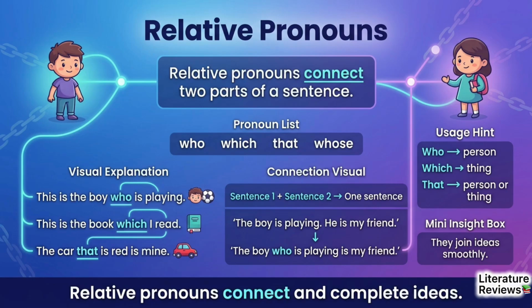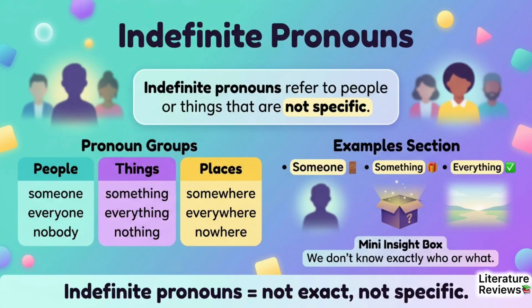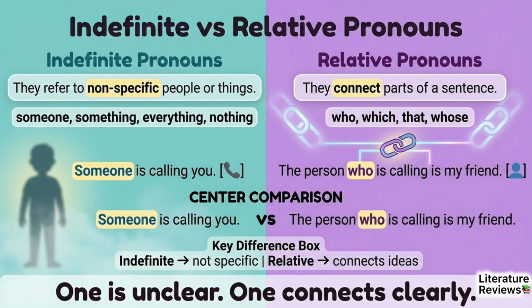Relative pronouns connect two parts of a sentence. They help us combine ideas into one smooth sentence. For example, the boy who is playing is my friend. Indefinite pronouns talk about people or things that are not specific. Words like someone, something, and everything are very common. We use them when we don't know or don't need to say exactly who or what. Indefinite pronouns talk about someone or something not specific. Relative pronouns connect parts of a sentence, so one is unclear, and the other connects ideas clearly.